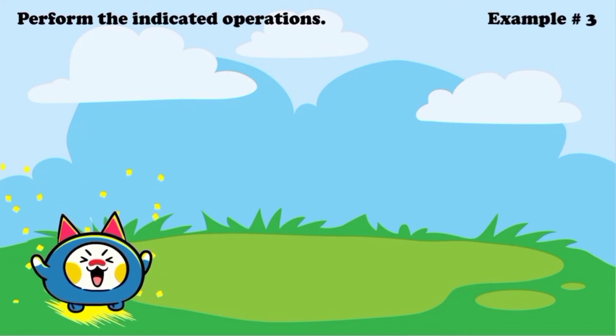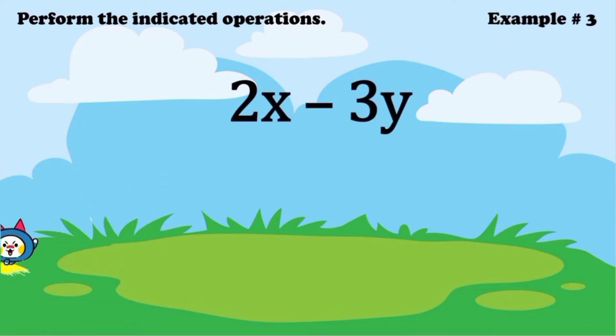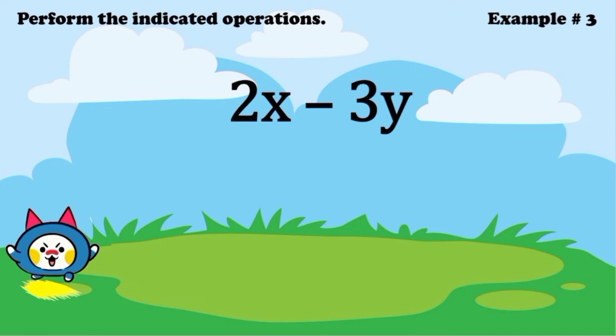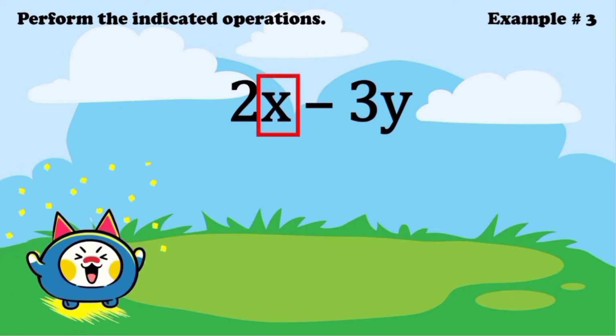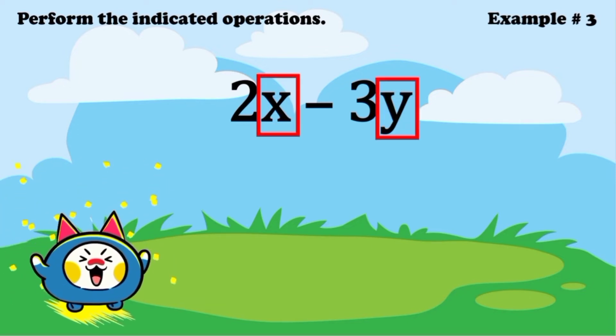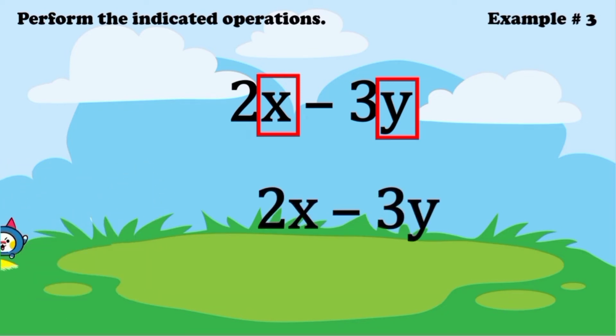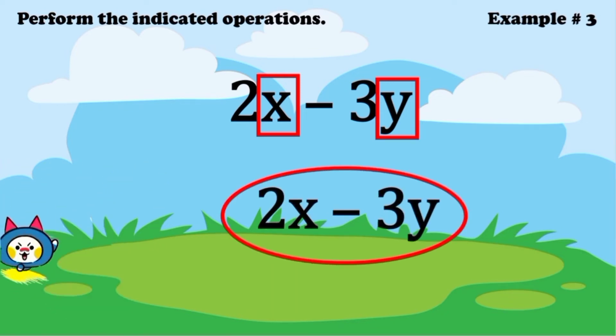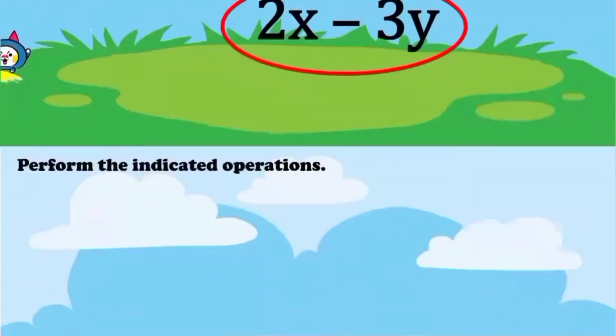Example number 3. 2x minus 3y. In this case, these are not similar terms. We have x and we have y as our literal coefficients. All you have to do is to rewrite the terms. Our answer is 2x minus 3y.